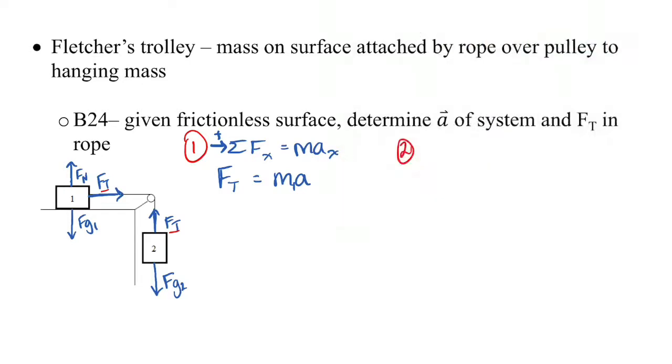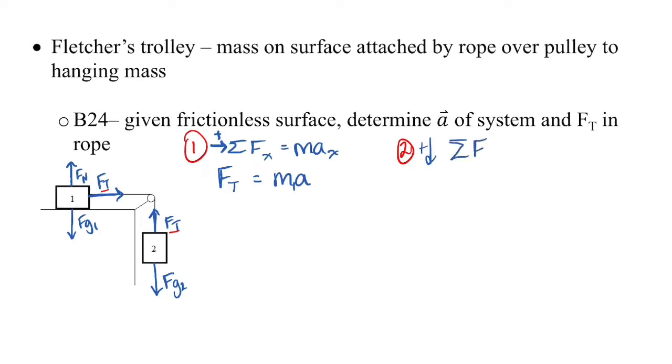So for mass 2, all I care about here is that y direction, obviously, because there is nothing happening in the x direction for mass 2. So this is a whole new situation for mass 2. We just know that there's two things, force of tension and acceleration, that can be the same for both masses. Mass 2 is moving downwards, so I'm going to say that's positive.